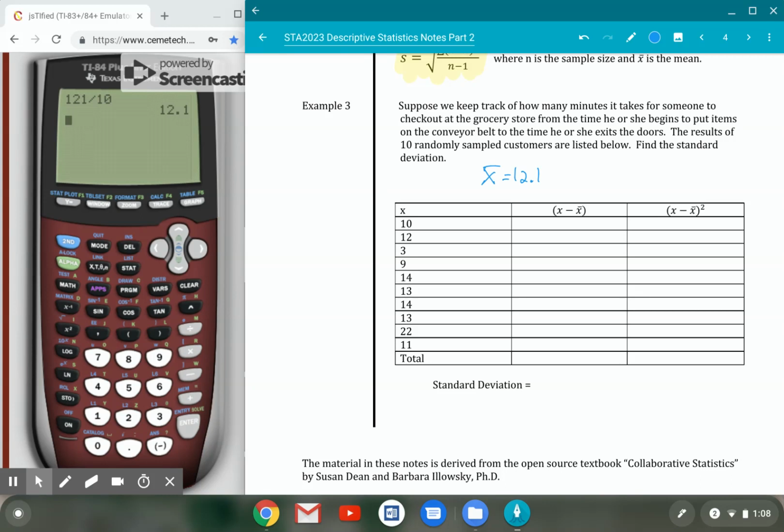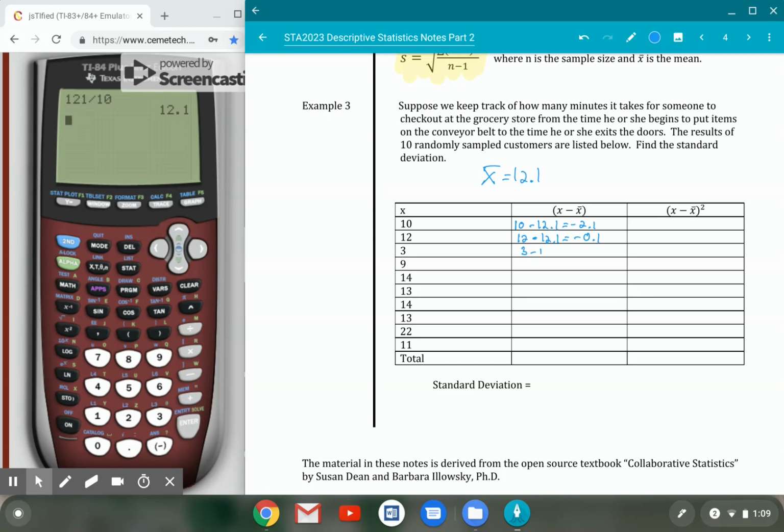So now I'll take each x and subtract that 12.1. So I'll start with 10 minus 12.1. That is a negative 2.1. And it can be negative at this stage. If it's negative, it's below the mean. That's okay. And if it's positive, it's above the mean. That's okay as well. So here I would say 12 minus that 12.1. We get a negative 0.1.